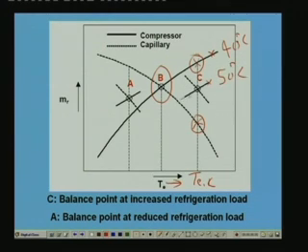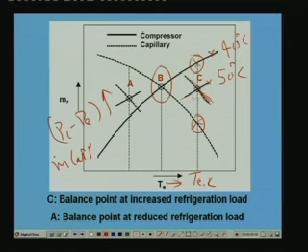So, this is the new compressor mass flow rate line, and similarly this is the new capillary mass flow rate line, because as the condenser temperature increases, Pc minus Pe increases. So, mass flow rate through the capillary increases. You find that the new capillary line is this, and the compressor line is this. Again the point of intersection is here, where the mass flow rate through the capillary will be equal to the mass flow rate through the compressor. So, again a new balance point is restored.